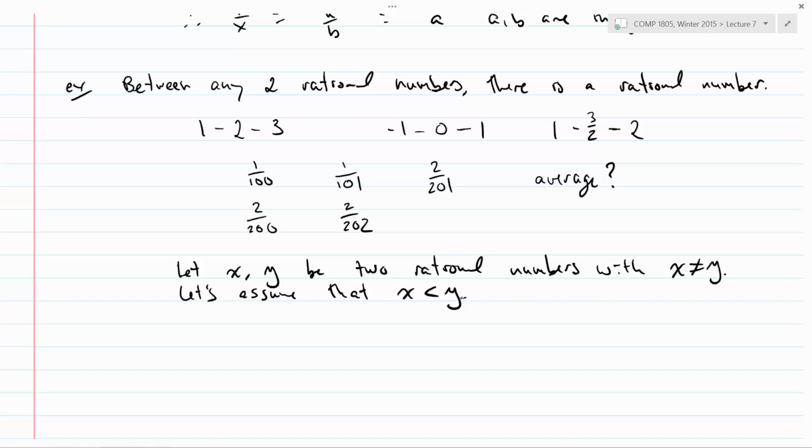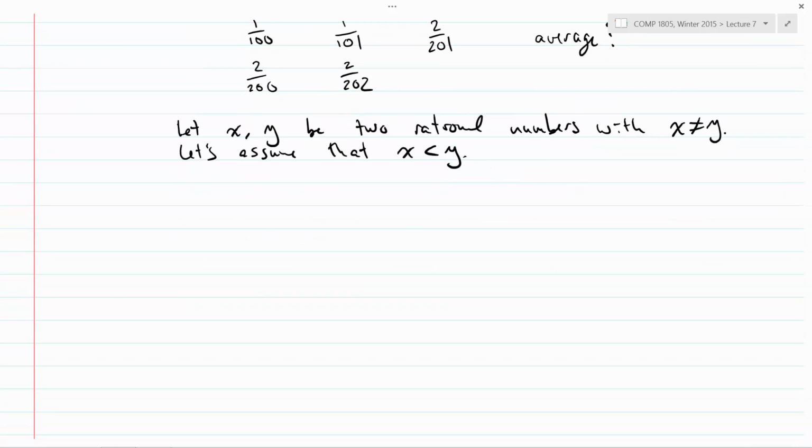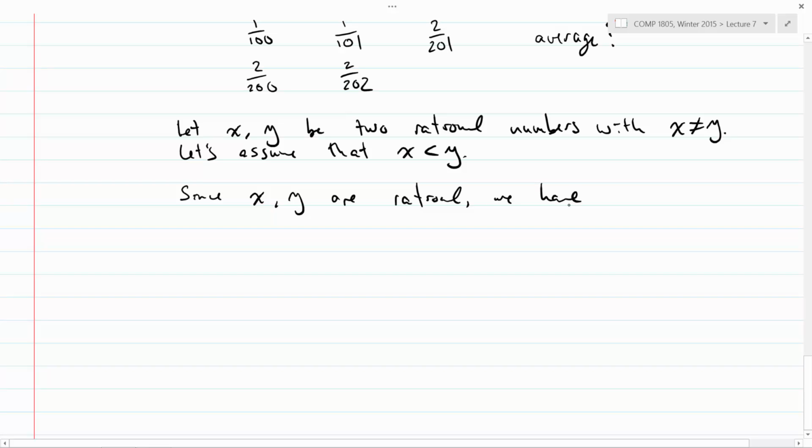I just need to know what it is. It can be whatever you want as long as I know. All right. So x is the smaller number. X is less than y. All right. So since x and y are rational, we have a couple of things.